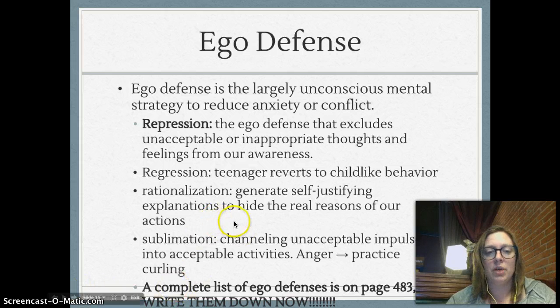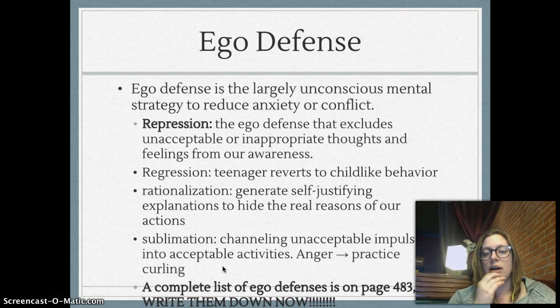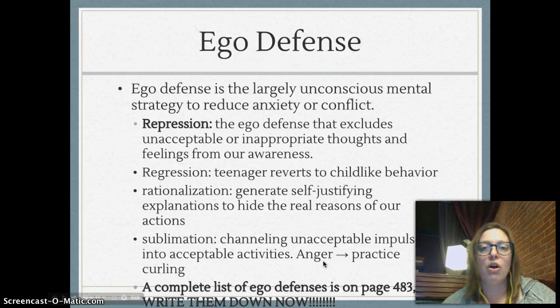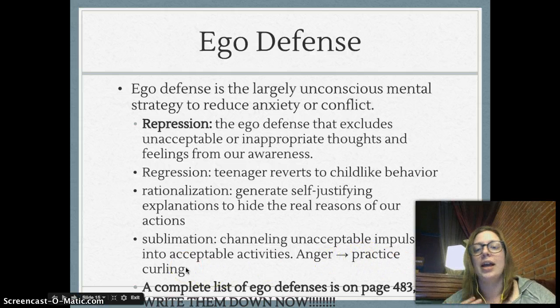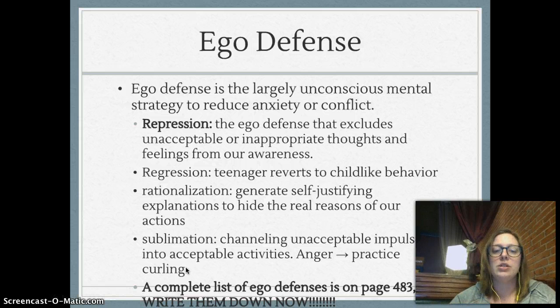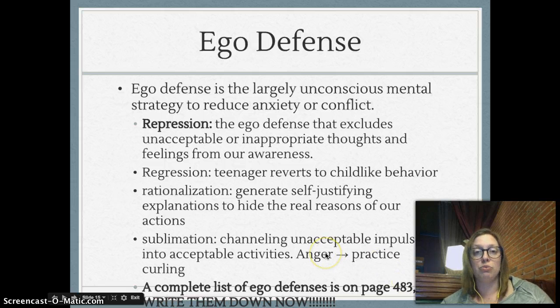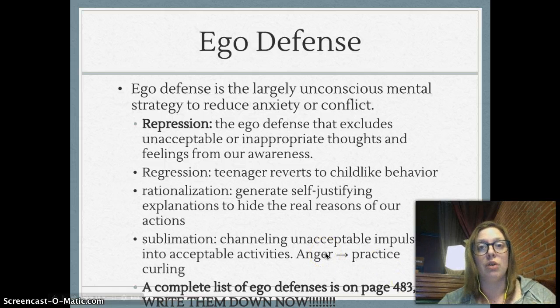They're a bad team. Sublimation, channeling unacceptable impulses into acceptable activities. So this is when you're really angry about something, like say you broke up with your girlfriend, and this causes you to channel all of that energy into your favorite sport, in this case practicing curling, right? You head out to the rink and you practice your curling, get all that energy out that way. So there's a complete list of ego defenses on page 483 in the textbook. You really need to write them down. You need to know them.